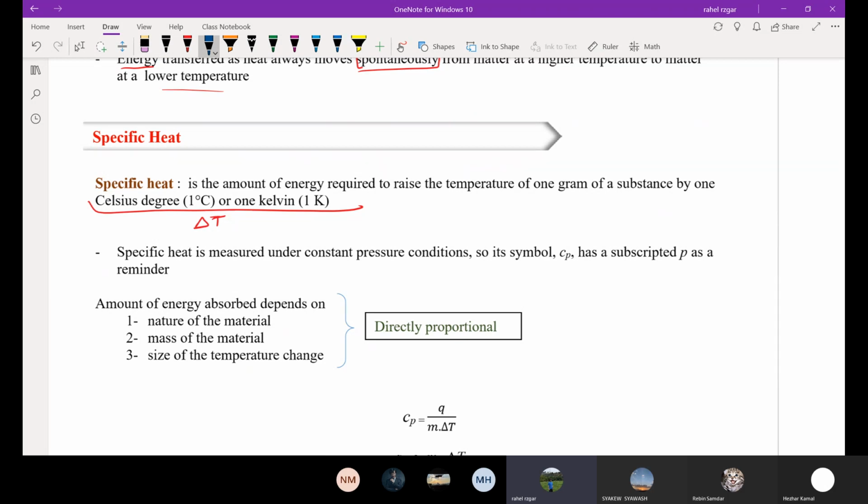For example, if you want to heat 1 gram of water by 1 Celsius, how much energy is needed? How much energy is needed? We call that a specific heat. Our energy capacity, the energy needed to do that, is called specific heat. For example, heating water needs more energy than heating some piece of iron.